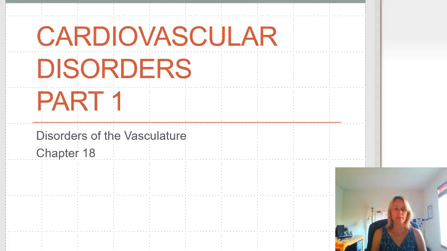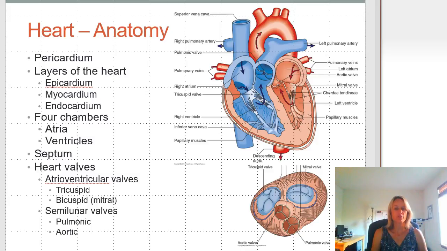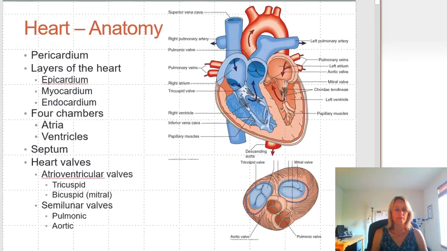Welcome to Topic 5, Part 1, Disorders of the Vasculature. I'm just going to go over a few things with you. Starting, just to remind you to review your normal heart anatomy. You should know what all those terms mean and how blood flows through the heart.